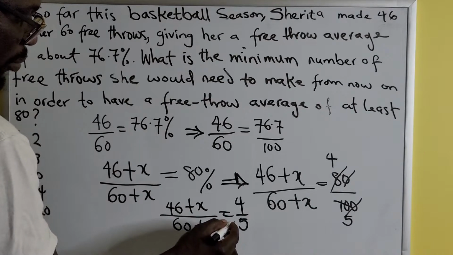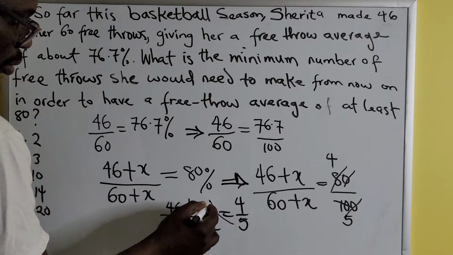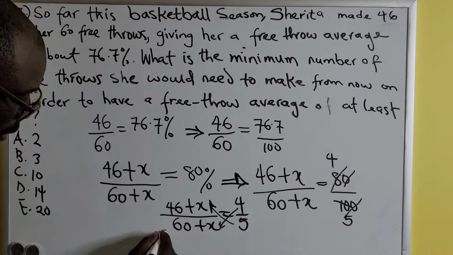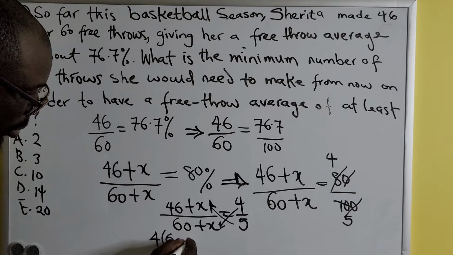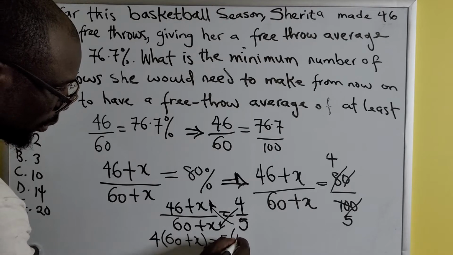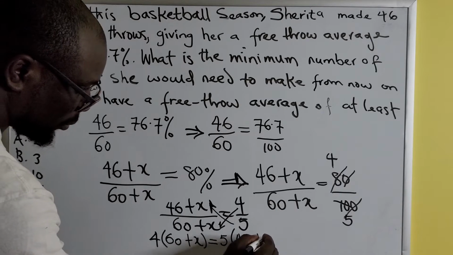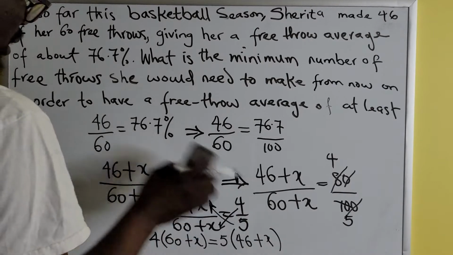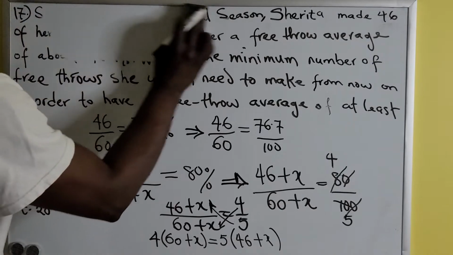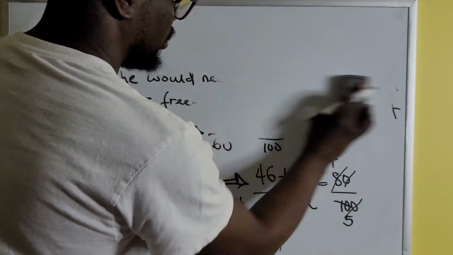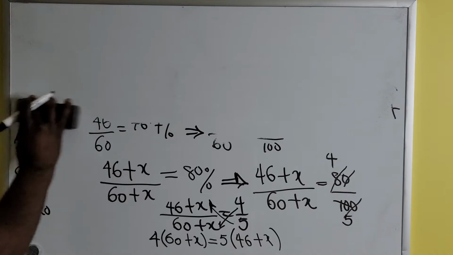To do that, multiply this way, multiply this way, and put a bracket in there. So you have 4 bracket 60 plus x is equal to 5 bracket 46 plus x. That's what it means. So once you do that, I'm going to take some portion of this off so we can have space to finish this question out. I'm going to take this portion off. I'm going to leave the options.